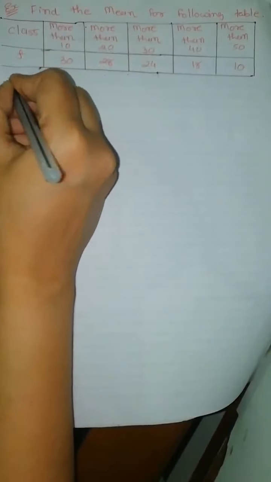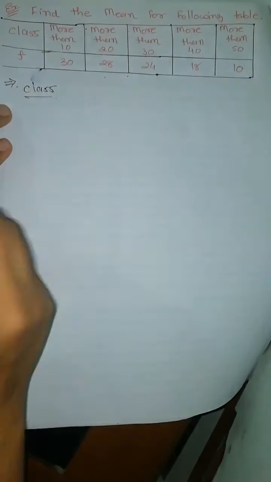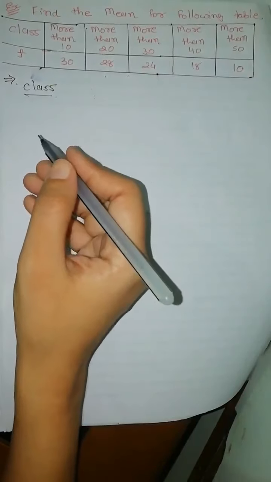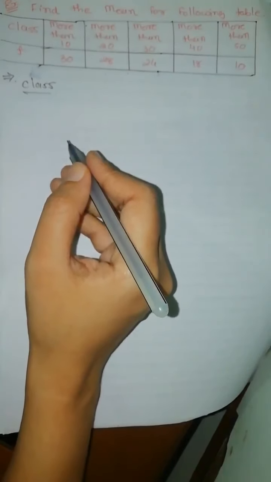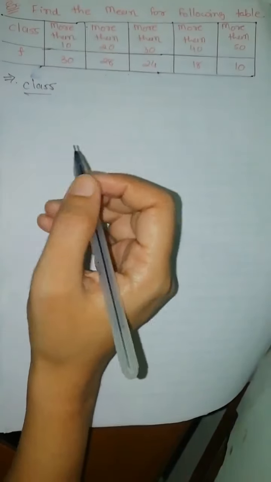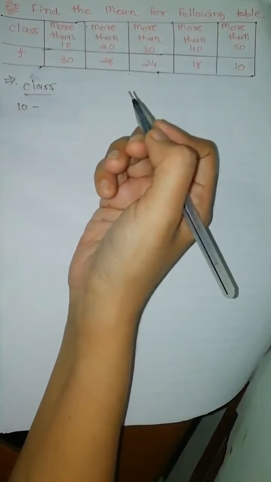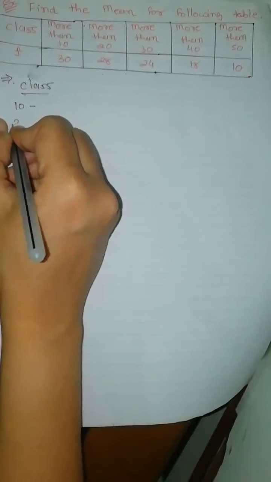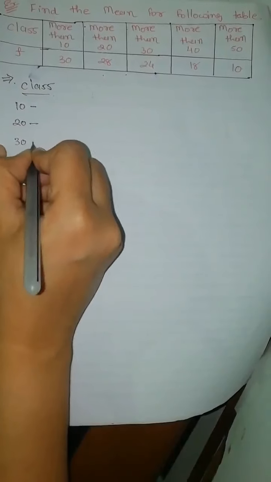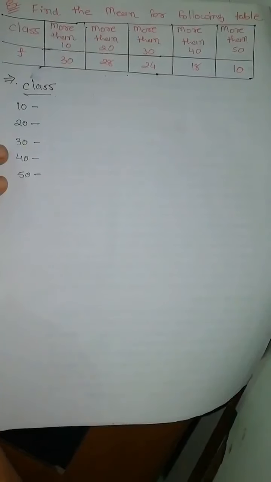So according to this class format, I will first arrange the classes. Normally we get classes like 0 to 10, 10 to 20, 20 to 30. But this is more than 10, right? So 10 is the lower limit and the upper limit is not given. You have to decide. So the second class I will write as more than 20. So 20 to something, 30 to something, 40 to something and 50 to something, right?